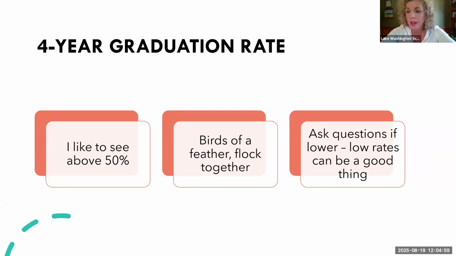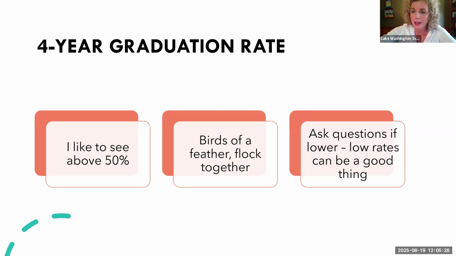And so when you're looking at data, and I'm a big data person, I'll be showing you lots of different resources. I like to see, at a minimum, a four-year graduation rate of 50%. And you might think, that sounds kind of low. But in the United States, about 56% of college freshmen graduate within 6 years. And so I like to see 50% or higher in 4 years.